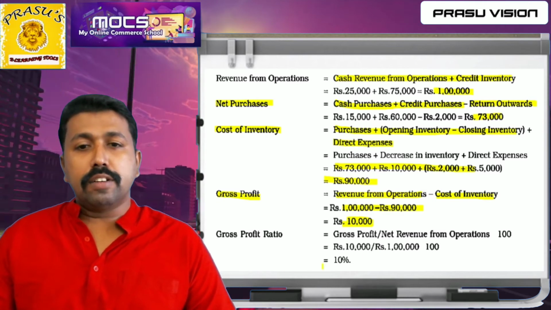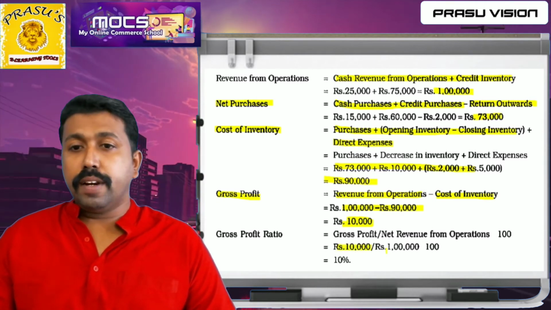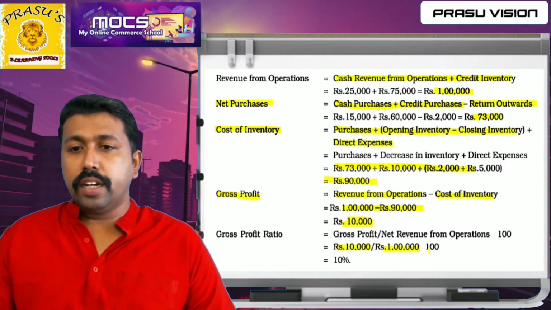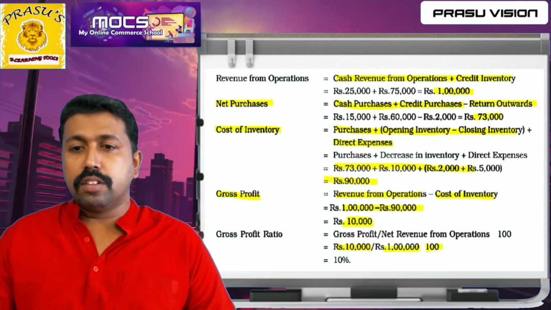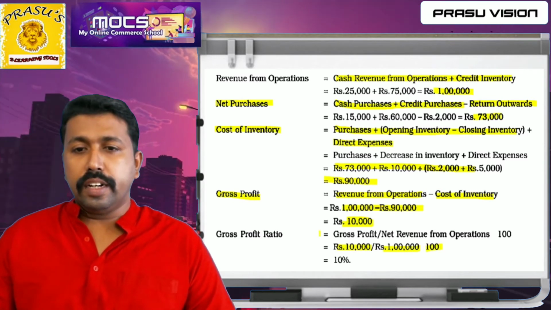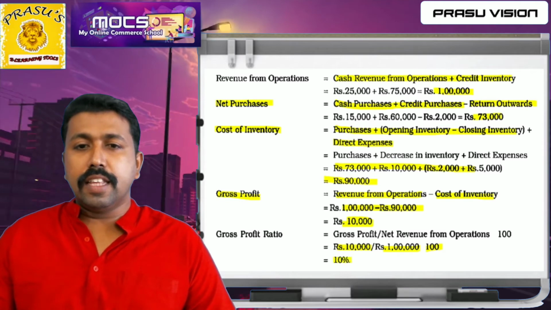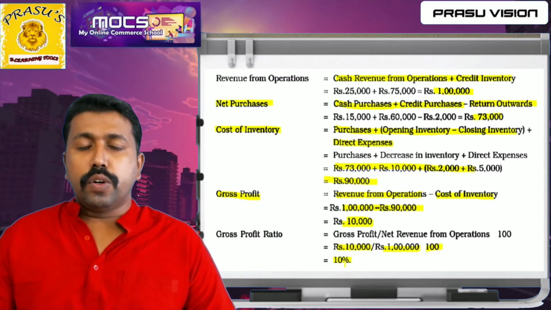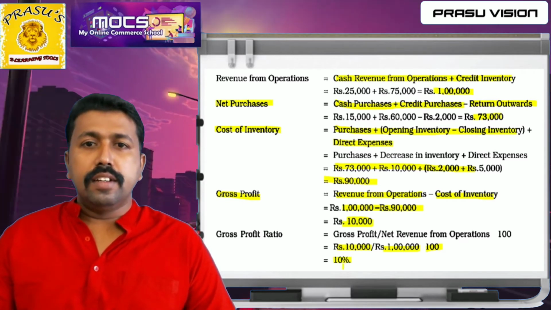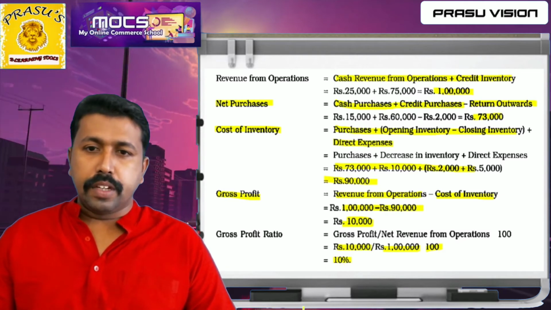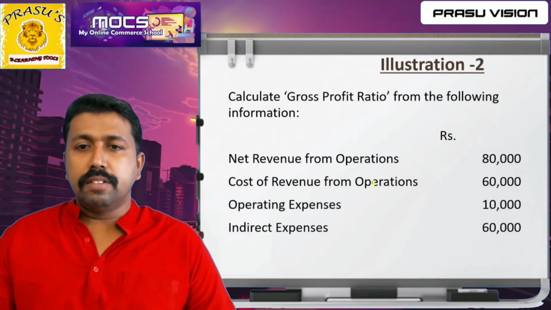How can we apply it in the equation? Gross profit 10,000 divided by 1 lakh into 100. Here it is 1 lakh into 100. So 10% is the ratio we are getting for the gross profit ratio. Remember the equation every time.